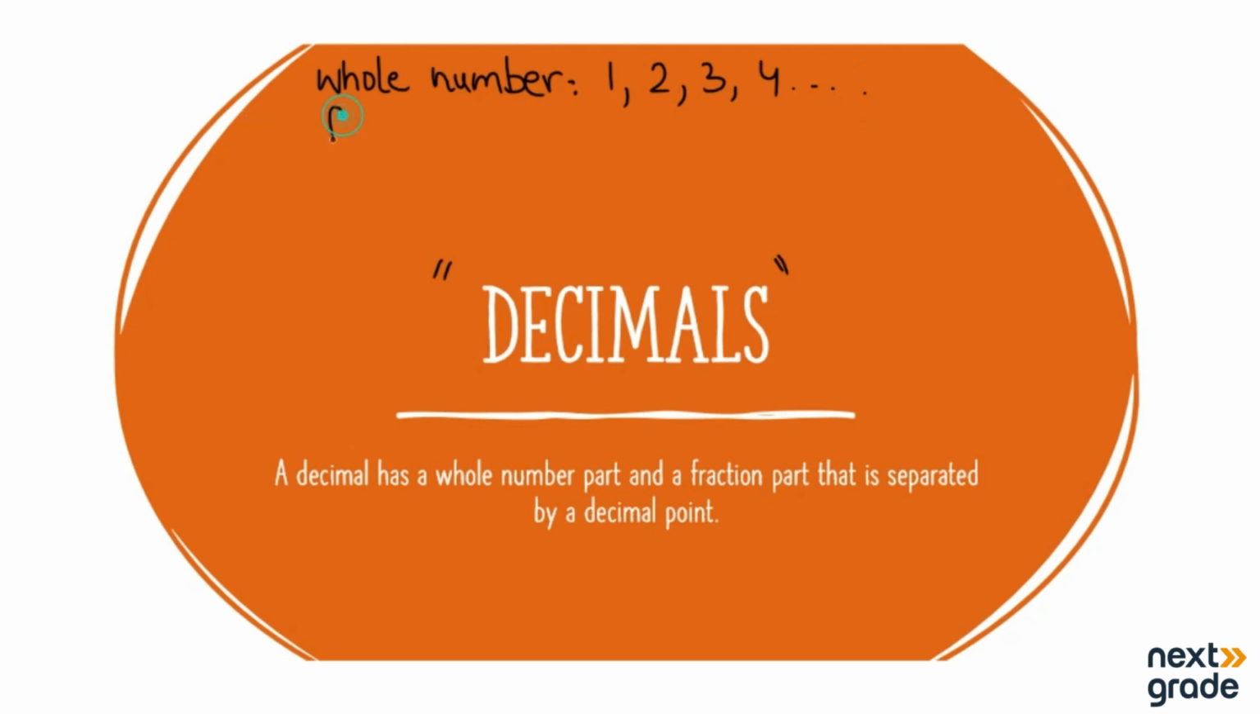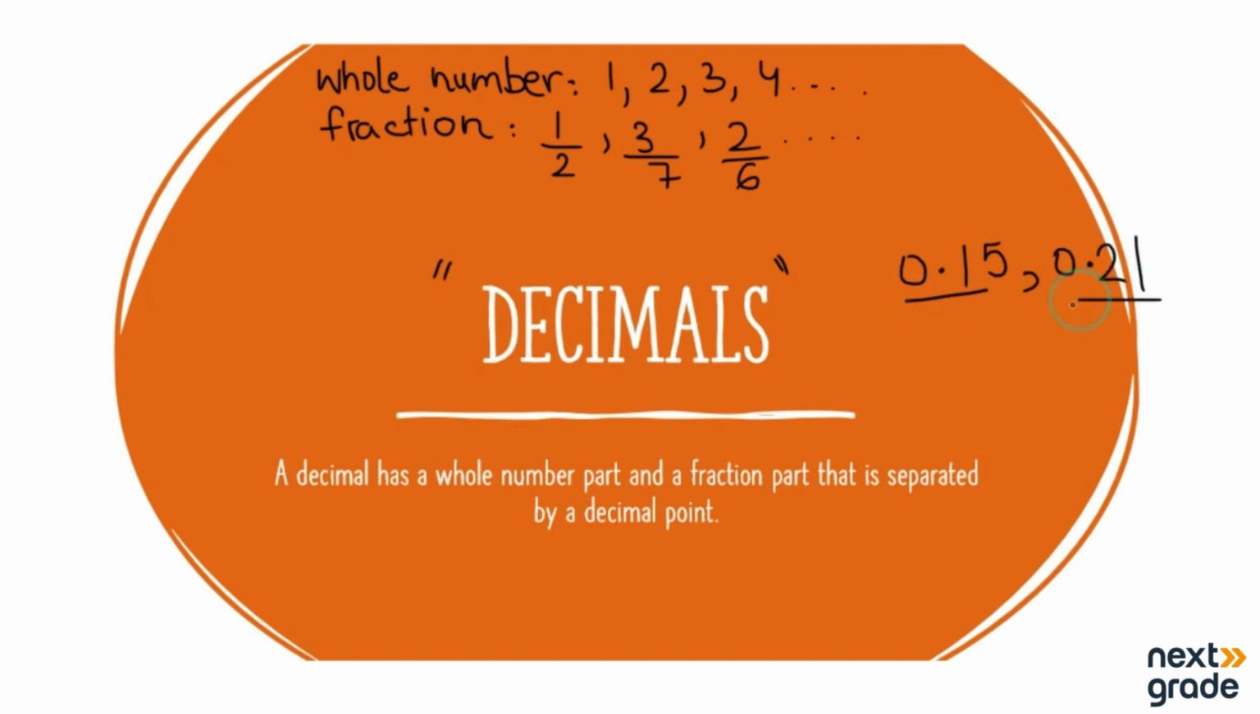इसी तरह we have learned about fraction. And when we are writing fraction, we write it in the form of 1 over 2 or 3 over 7 or 2 over 6. So these numbers are called what? They are called fractions. इसी तरह when we write the number like this 0.15 or 0.21, these numbers are called decimals.